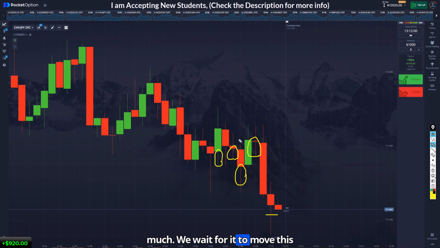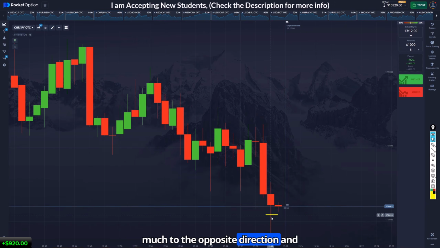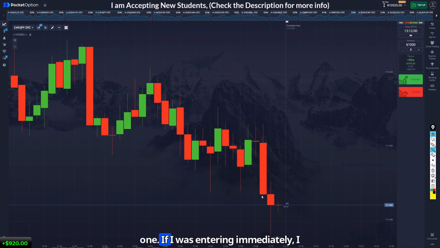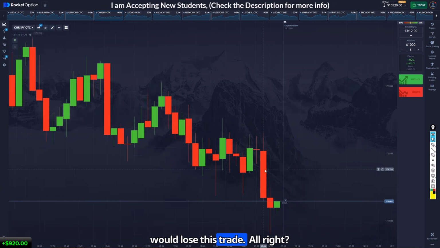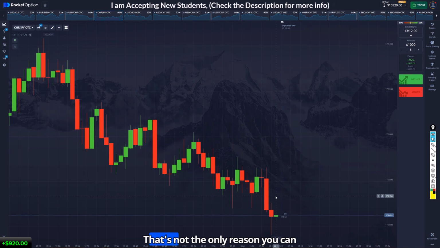We wait for it to move this much to the opposite direction, and then we enter. This is called margin of safety. This will help you to win a lot of trades that you're supposed to lose. For example, this one. If I was entering immediately, I would lose this trade. All right, that's not the only reason.